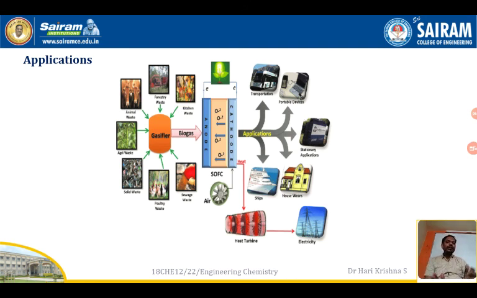So here what will happen? Redox reactions occur. From redox reactions, energy will be liberated in the form of heat, right? That heat can be used to run heat turbines. From heat turbines, electricity can be generated. Whatever energy is liberated from there can once again be used for transportation.